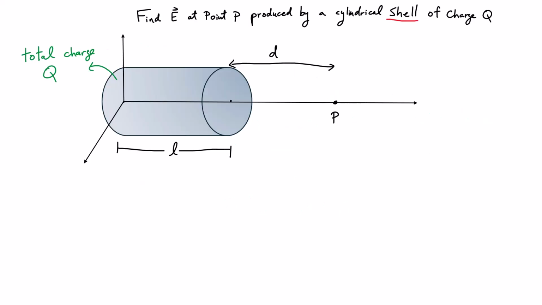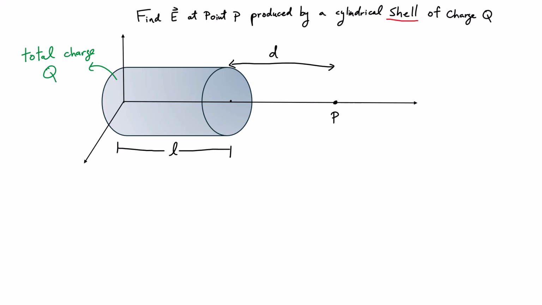All right, the goal now is to find the electric field at point P, as shown in the figure here, produced by a shell, okay? And now the total charge of the shell is going to be some positive charge q. This shell here has a length L. Again, it will have the same radius as the ring that I previously considered, which is R.